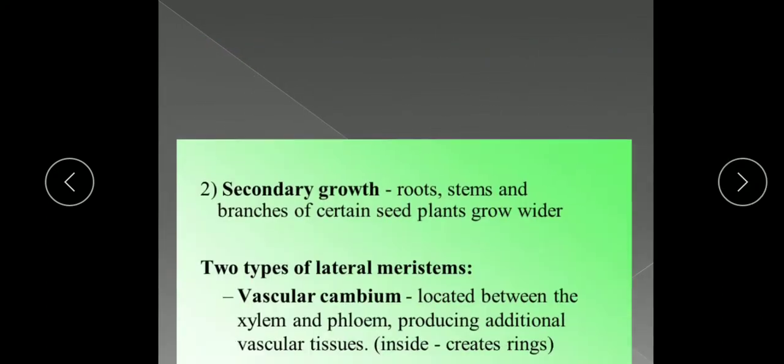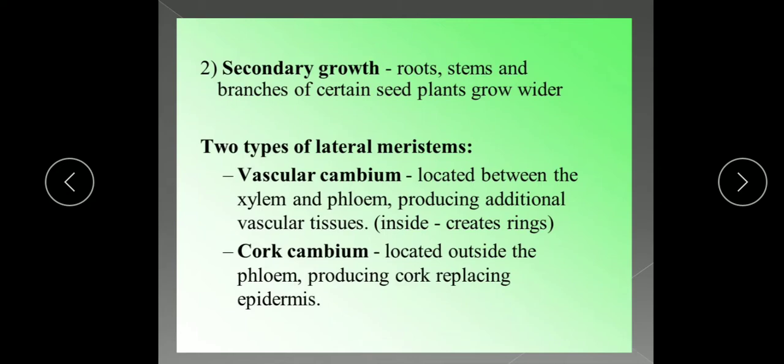Let me see what these two types of meristem, or the cambium, are and their location. Two types of lateral meristem are responsible for the secondary growth in the stem. These are vascular cambium and cork cambium. Vascular cambium is located between the xylem and phloem, producing additional vascular tissue, meaning it produces the secondary xylem and secondary phloem. Cork cambium is located outside of the phloem, producing cork, replacing epidermis.